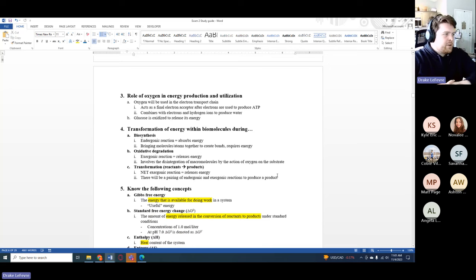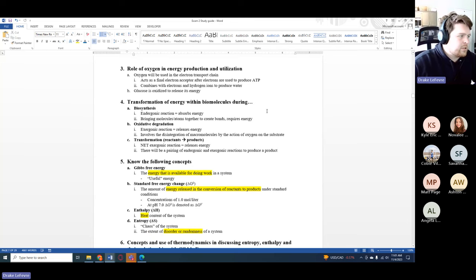Role of oxygen and energy production. So oxygen will be used in the electron transport chain. We'll get to that really in the next exam, the electron transport chain.